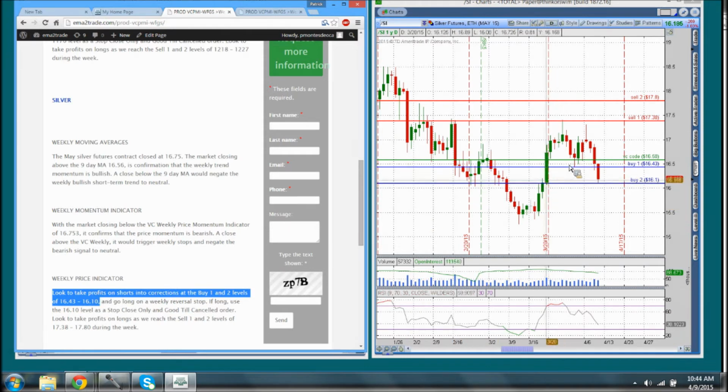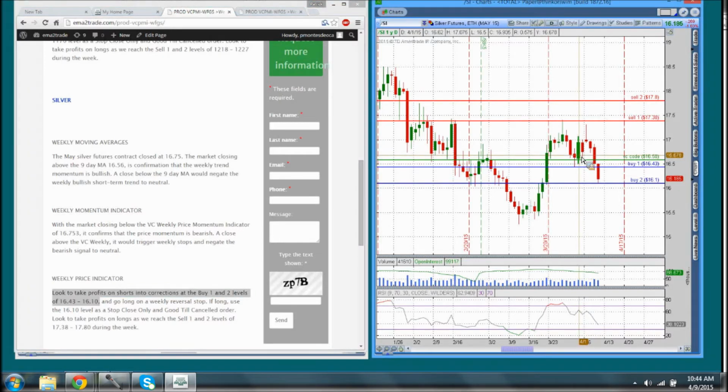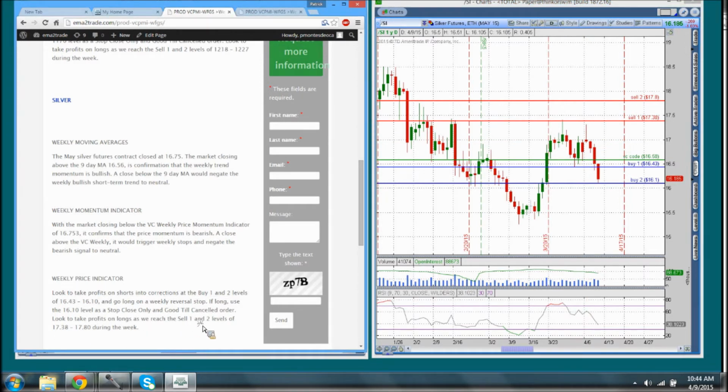Let's take a look at what happened here on the second. The market made a high on the 6th of 1731, and the algorithm told you to sell 1 and 2 levels of 1738 to 1780. So we came pretty close to those highs that were made the previous week of 1738, the first time around.